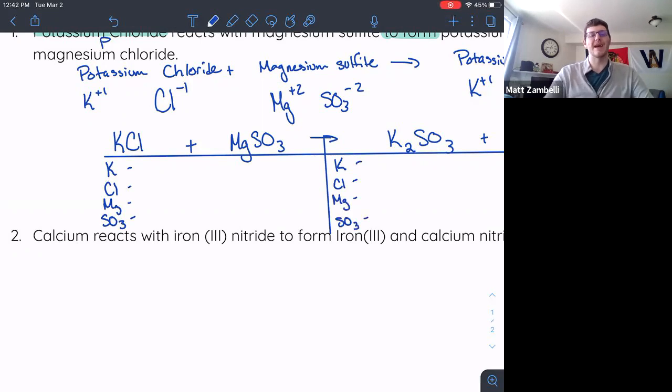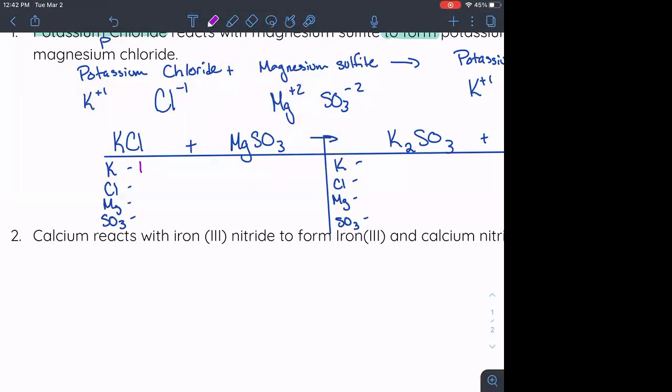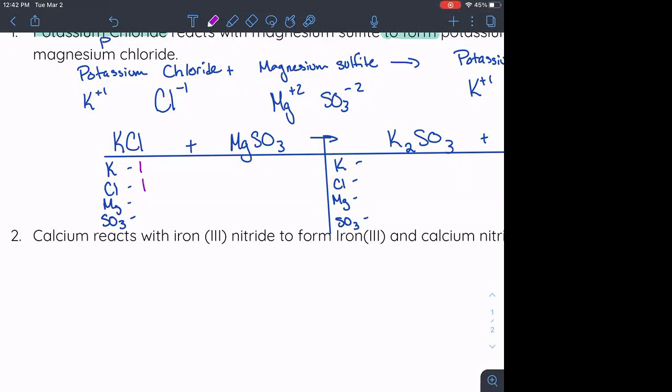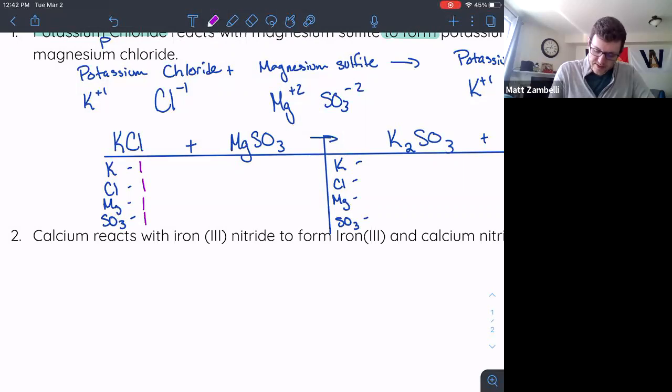Who could tell me how many potassiums I have on my reactant side? Just 1. What about chlorines? 1. How many magnesiums? 1. And how many sulfites? Just 1. Perfect. This is 1 set of sulfite.